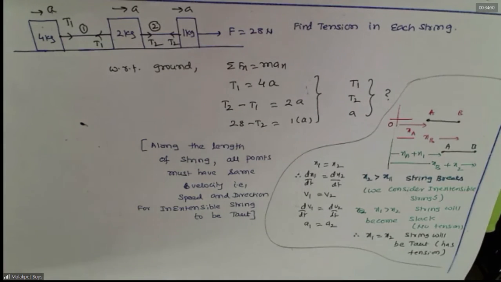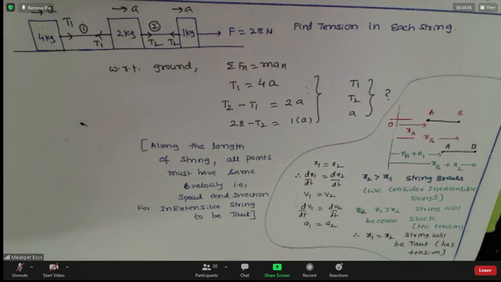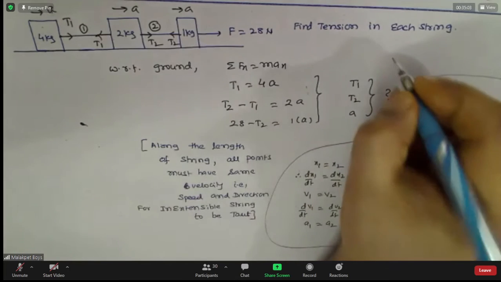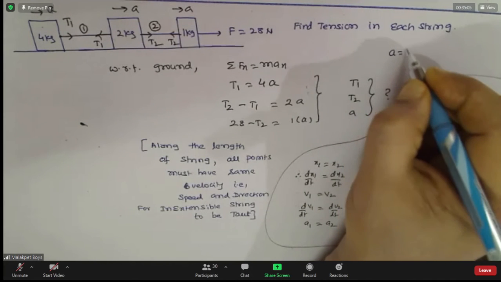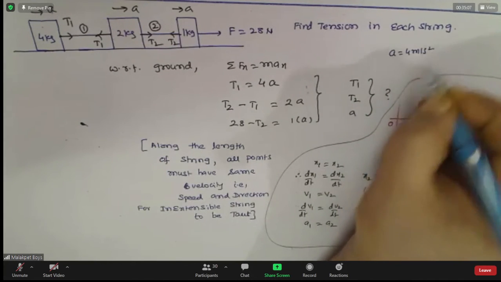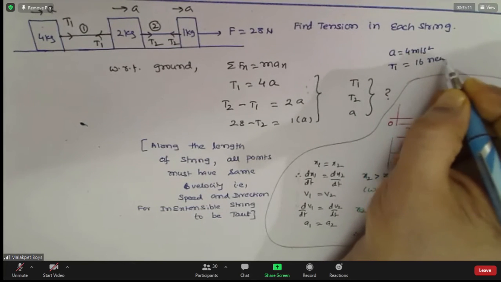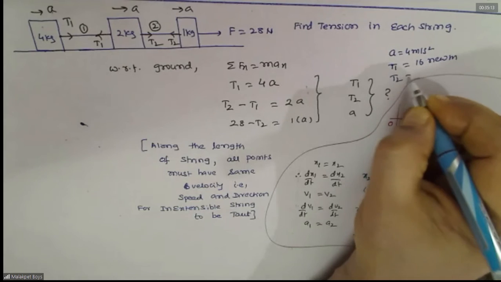What is it? I'll come back to this. What are the tensions? Got any answers? Did you not solve? Yes, sir. Solved. Acceleration is equal to 4. T1 is 16, T2 is 24. T1 is 16 newtons, T2 is 24 newtons.